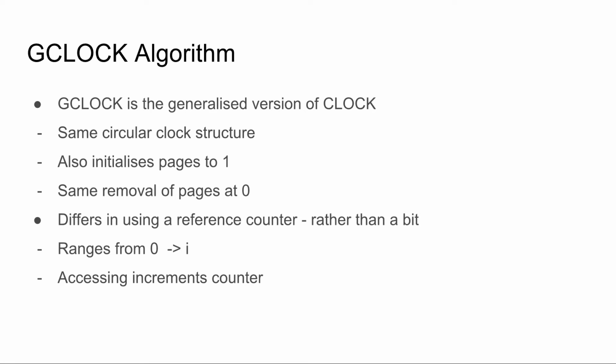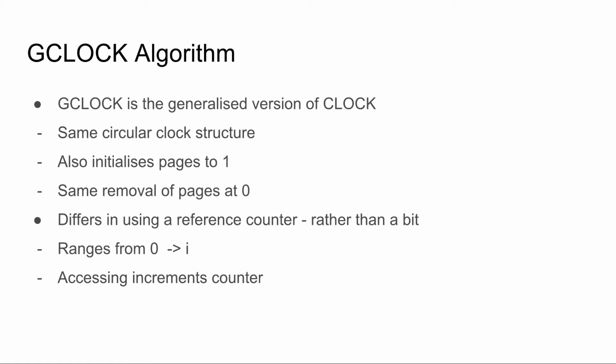Both algorithms remove pages when the reference counter or reference bit reaches 0, and they differ in the sense that the GCLOCK algorithm uses a reference counter as opposed to a reference bit. A reference bit can only be 0 or 1, but a reference counter can be 0 to any arbitrary number. Some implementations of the algorithm have a limit for that specific number, for example in the homework, and some don't.